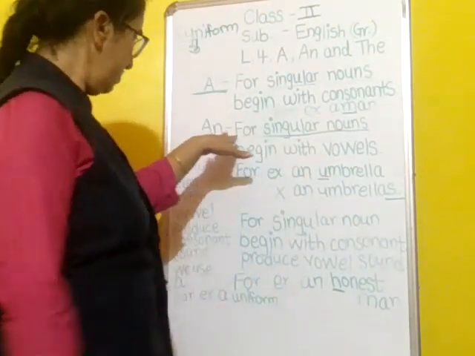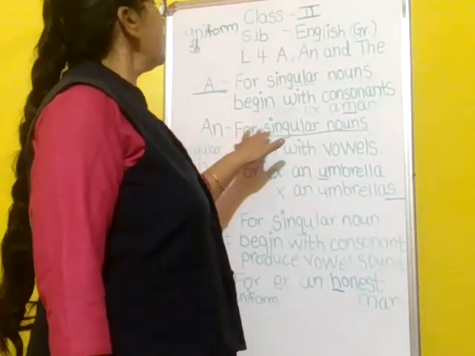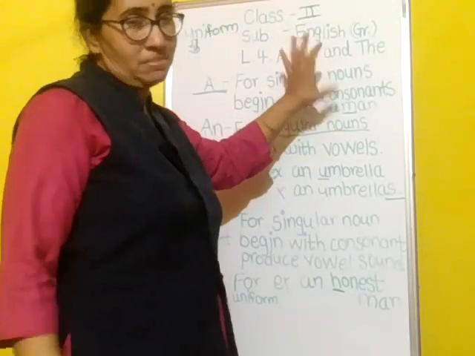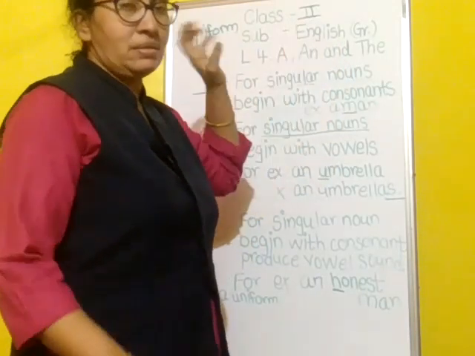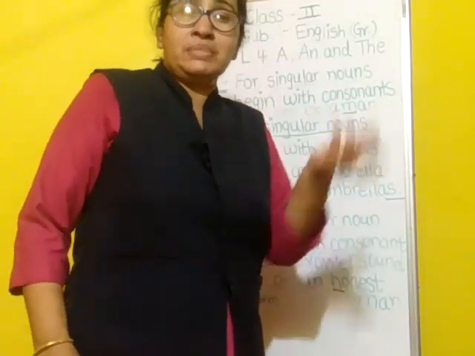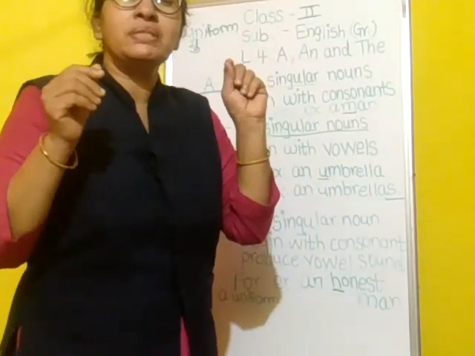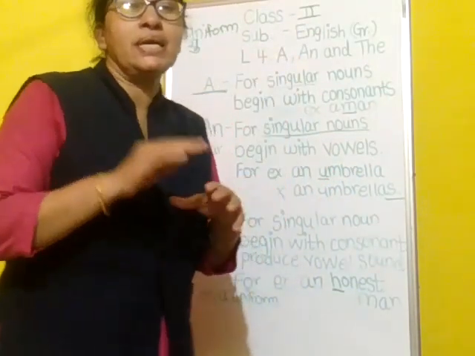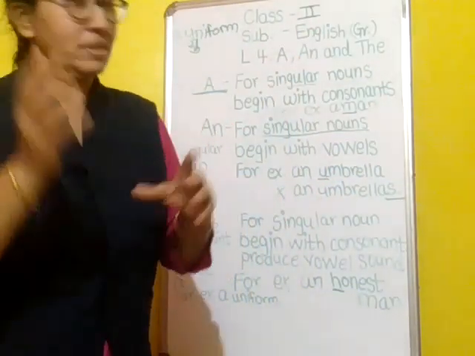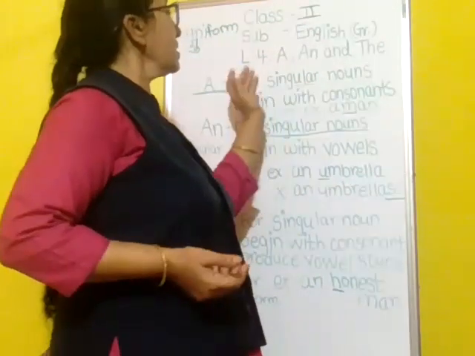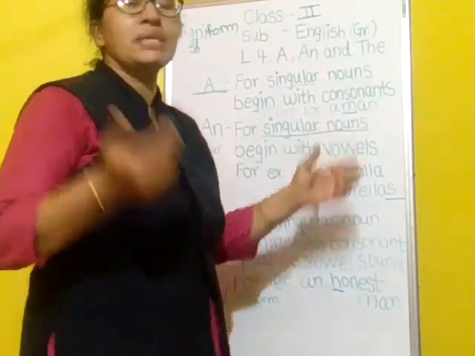Next, an article for singular noun. Condition remains same in a and an. This again and again I am explaining. You should keep it in your mind that a and an article, they are for singular object, and for consonant we can use a, and for vowels we can use an.